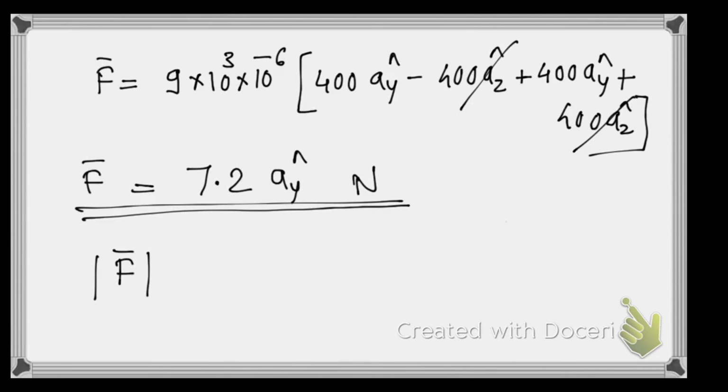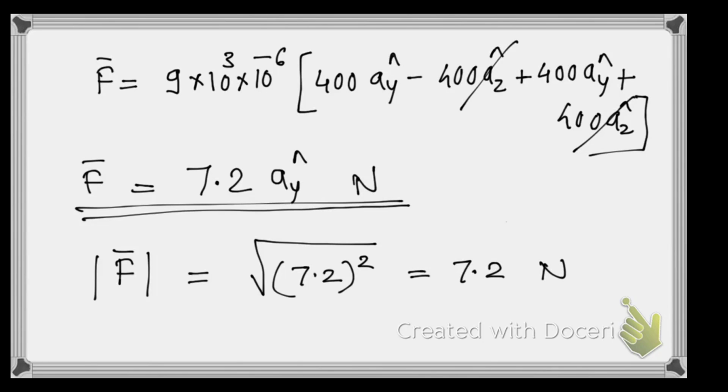So this is the vector of force. We can find out the magnitude of this force vector, which is equal to square root of 7.2 square, because there is only one coordinate, ay cap. So it is again equal to 7.2 newtons. This is only the magnitude, and the above equation is the whole vector of force.